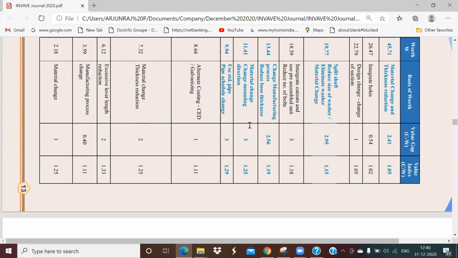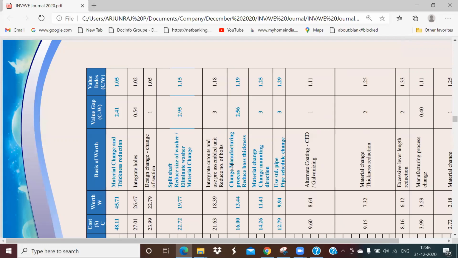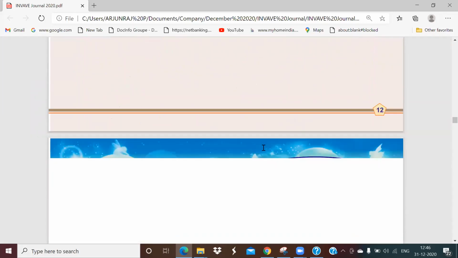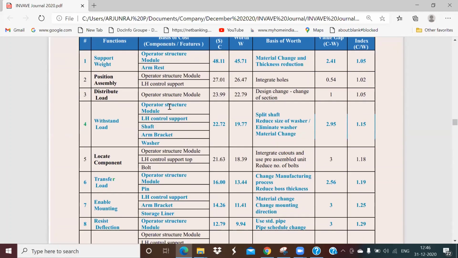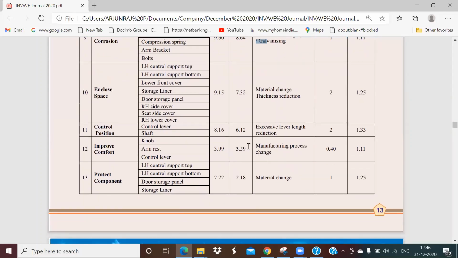This is a matrix. Here, the value gap and value index, you should always look for some new alternative. And you can even change the coating, from CED to zinc or galvanized, which is lesser cost, you have to plan.